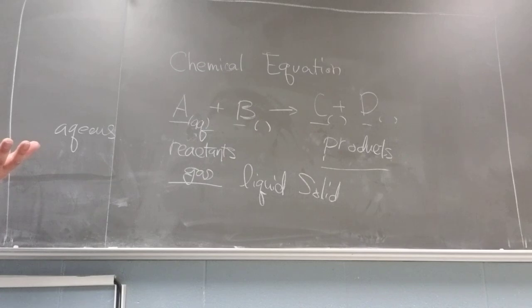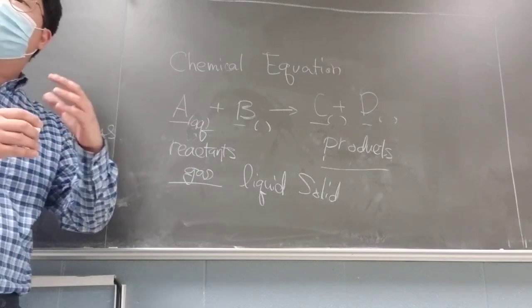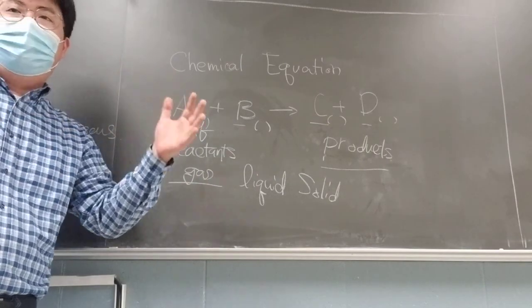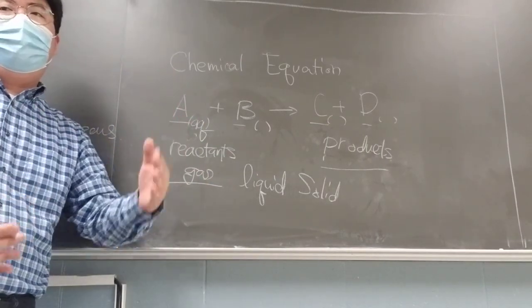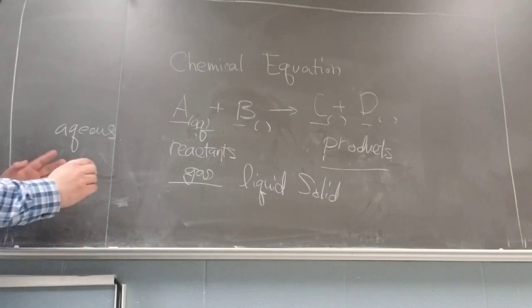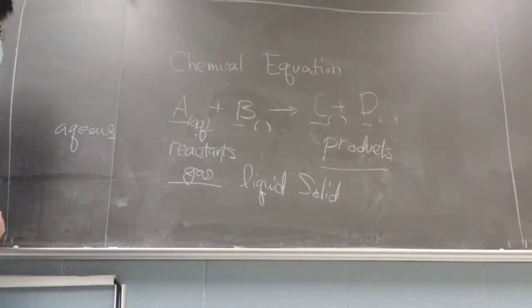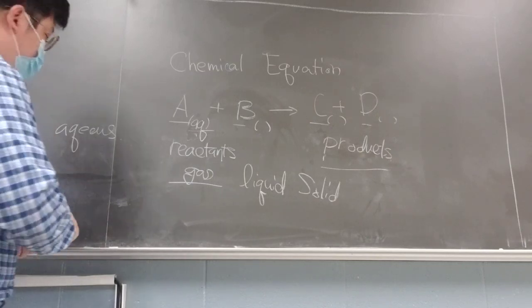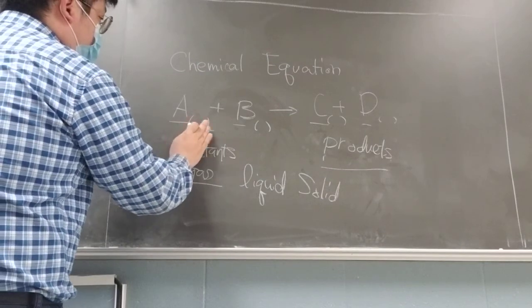So if there's a salt or other compound dissolved in water, it has to be surrounded by water molecules so it can be fully dissolved in water. Then we can put AQ, meaning they're in aqueous condition, surrounded by water molecules, dissolved in water. Anyway, those are the ones that you're going to see here.